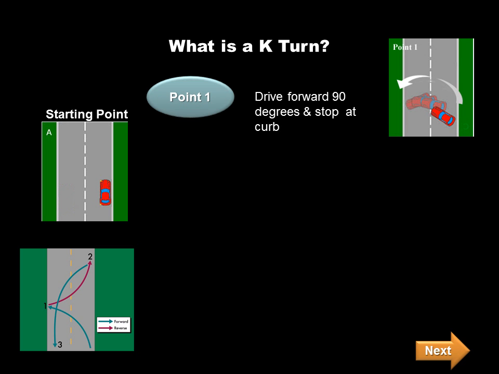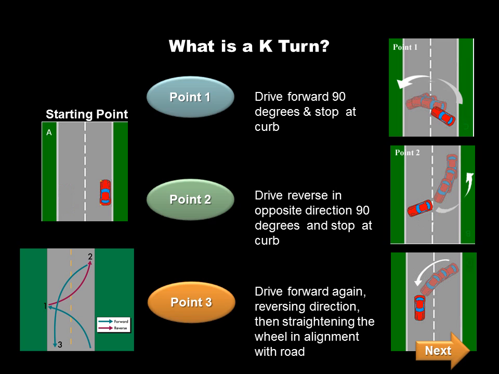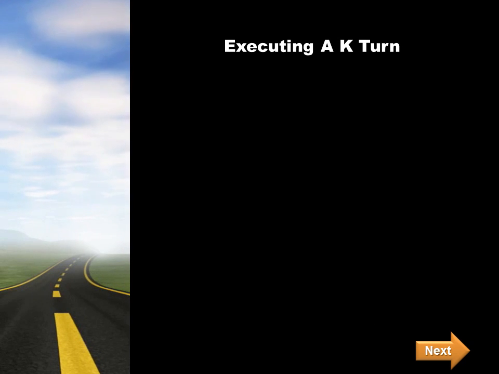Point 1. Drive forward 90 degrees and stop at curb. Point 2. Drive reverse in opposite direction 90 degrees and stop at curb. Point 3. Drive forward again, reversing direction, then straightening the wheel in alignment with the road. The steps of a K-turn are executed as follows.